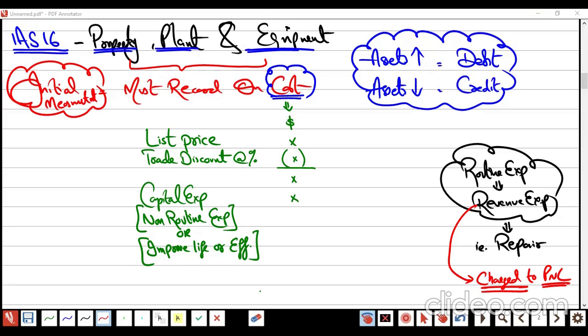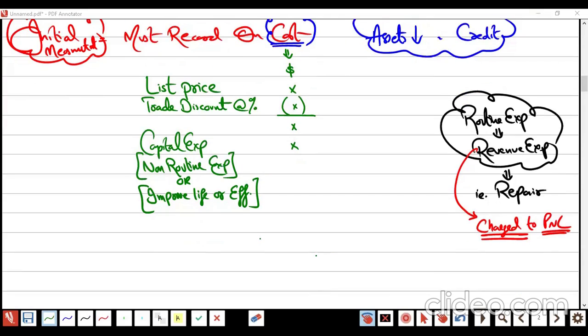Till here, do you have any confusion, any problems? Okay. Capital expenditures are going to be added here. And there is a new thing which is not part of your earlier FA studies, that is called dismantling costs. What is that?